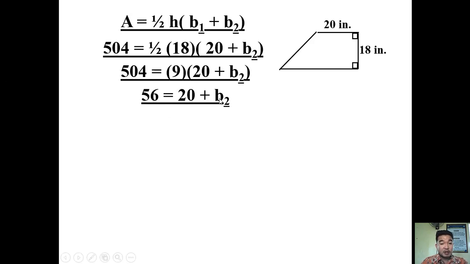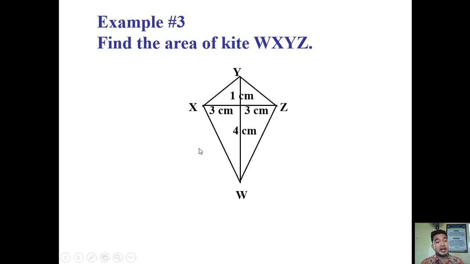Then to solve for the second base, by applying the addition property of equality, we add -20 to both sides of the equation. So B now is equal to 56 minus 20, which is 36 inches. And that is the measurement of the other base.